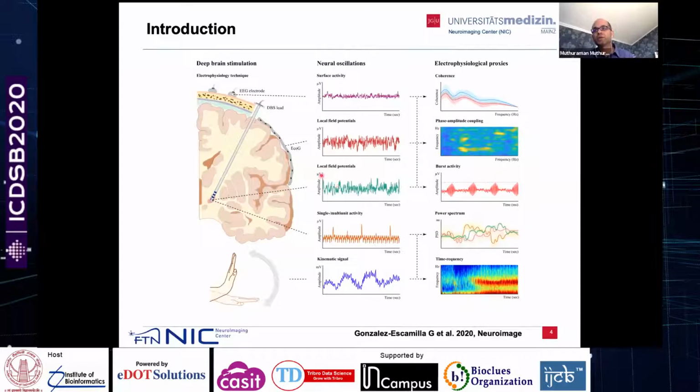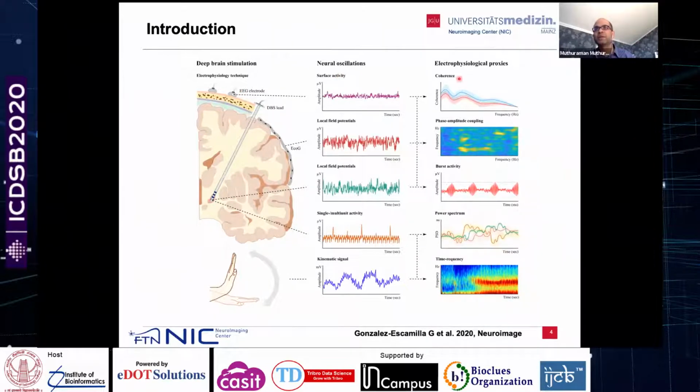Or you can also record, let's say, local field potentials, which is a summation of all the neuronal activity. Or we have the capability to have an electrocorticographic grid. What it means is we put a strip of electrodes on the top of the brain, and then we can also look at local field potentials. Or directly on the top of the scalp, we can put an EEG electrode and record the surface activity. So these are some of the methods we use.